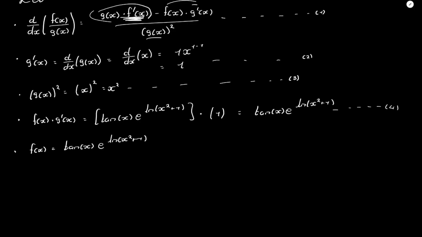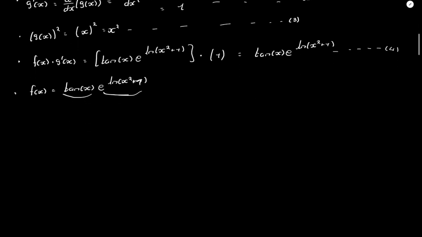So what's the first thing we can notice here? f of x is the product of two functions. One function is the trigonometric function tan x, and the second is an exponential function with a logarithmic function inside it, e to the power ln of x squared plus 1. When we notice that a function can be expressed as the product of two functions, the first rule that comes to our mind is the product rule of differentiation.